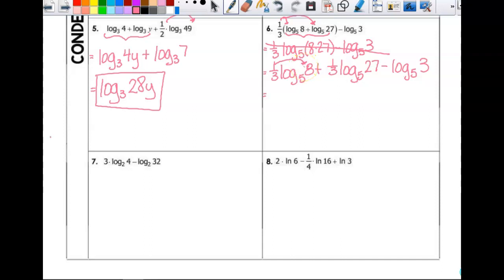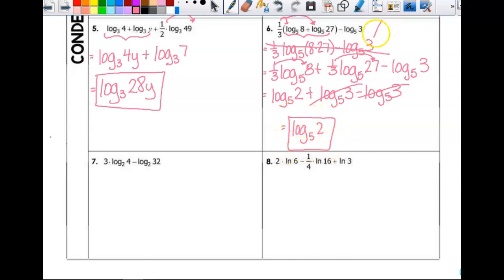That means I want the cube root of 8. What's the cube root of 8? 2. Okay? Plus, then I need the cube root of 27. What's that? 3. Minus log base 5 of 3. And because I left it split up, look at what happens. These two zero out, and my answer is log base 5 of 2.